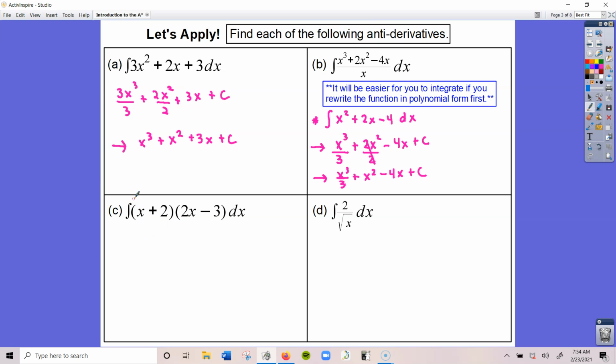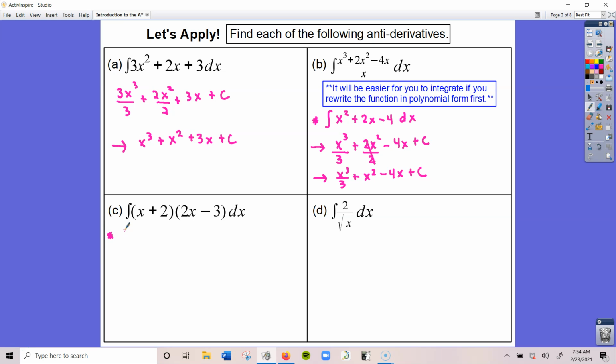Once more here, we have the integral of x plus 2 times 2x minus 3 dx. Now, unlike derivatives where we have product rule, quotient rule, etc., integration doesn't have that many rules at all. In fact, you have to get a little bit creative. And most of the time, it's just rewriting the function in a polynomial type form so that we can integrate more efficiently. So before I integrate, I would have to multiply all of this together.